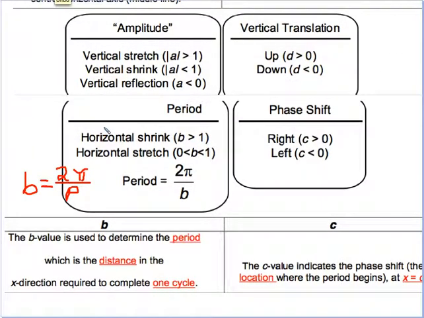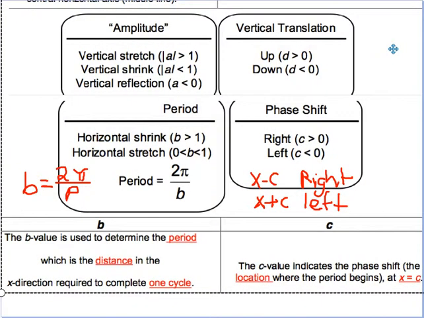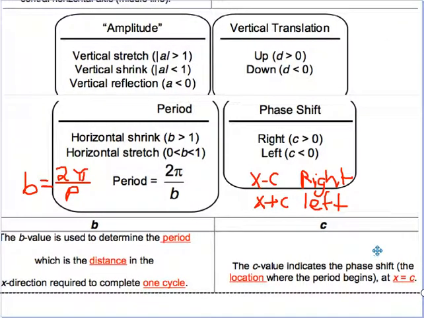So let's see what else. Your phase shift, if you shift left or right: if your formula says x minus a c value, then you're moving to the right. If it says x plus c, you're moving to the left because that means that your c is negative. Let me move this around so we can see it all. You should all have this information. Make sure you know it. You might want to write it down on the index card.